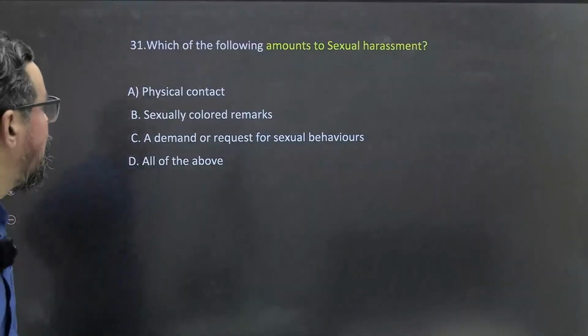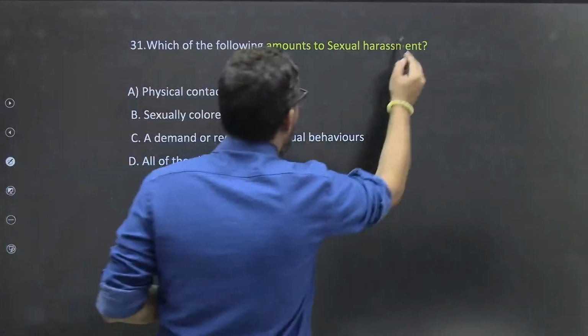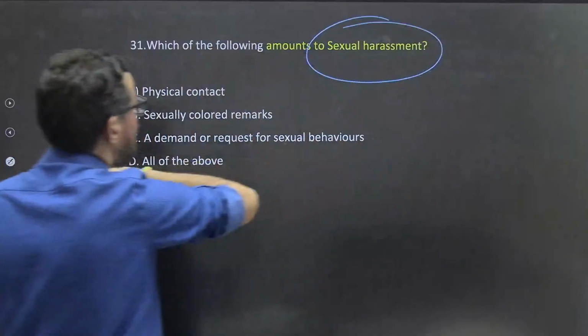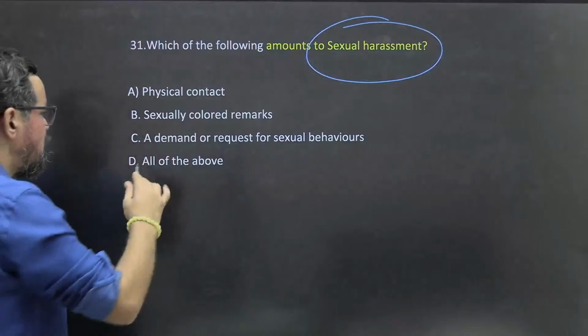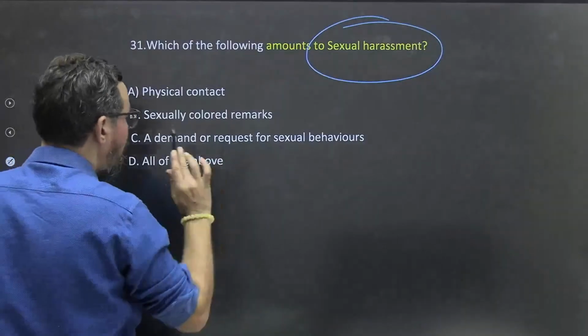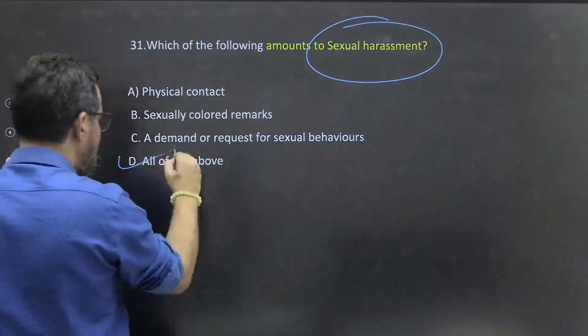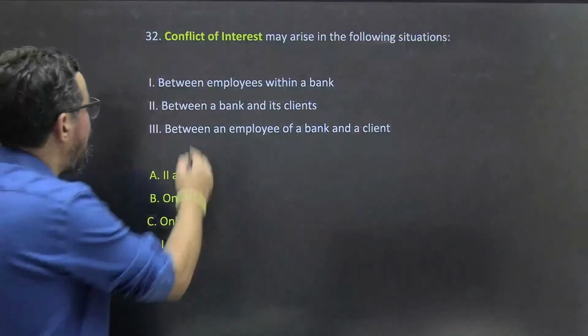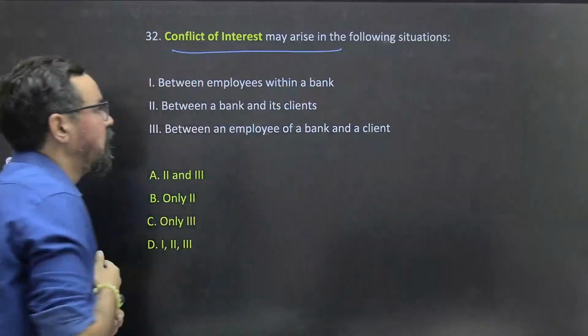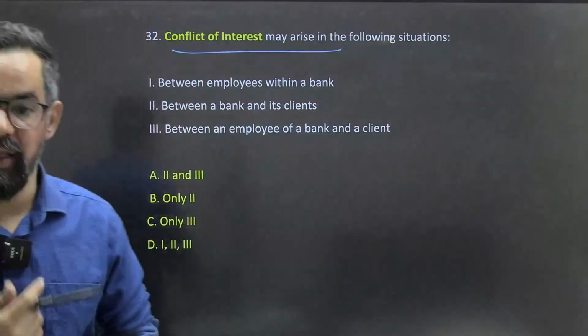So next one: which of the following amounts to sexual harassment: physical contact, sexually colored remark, or demand or request for sexual behavior? All of the above will be the right answer. Very easy question. Next one: conflict of interest may arise in the following situation. Tell me. Yes, this we have discussed.